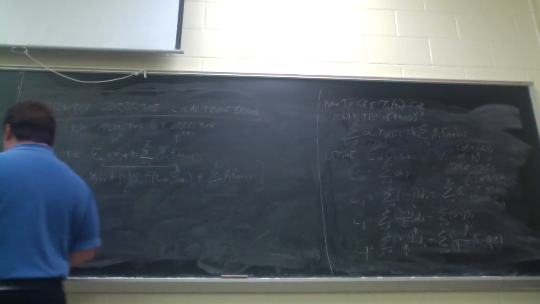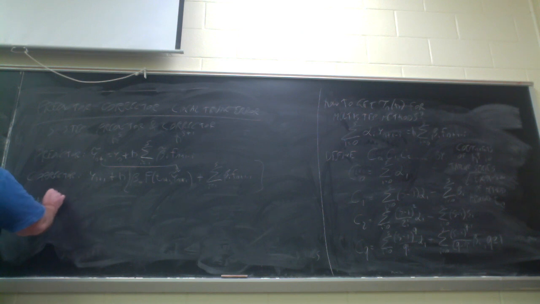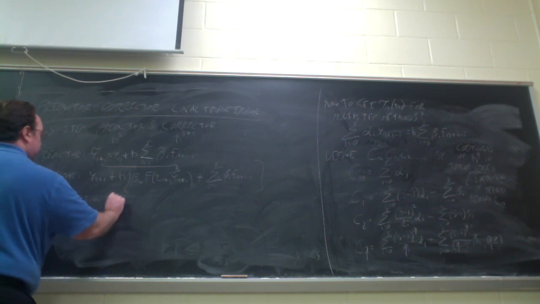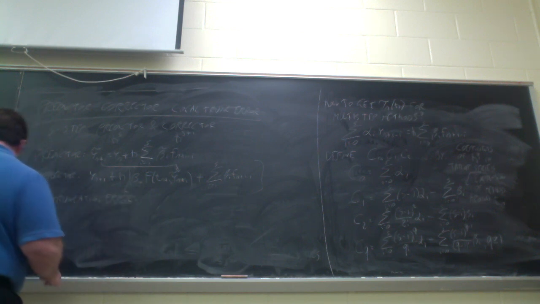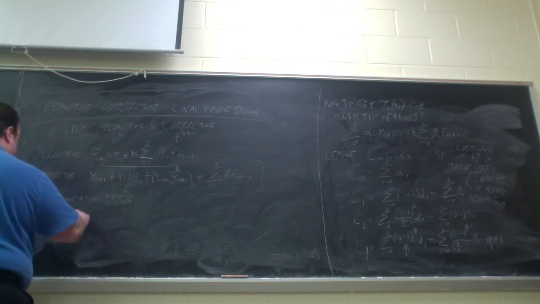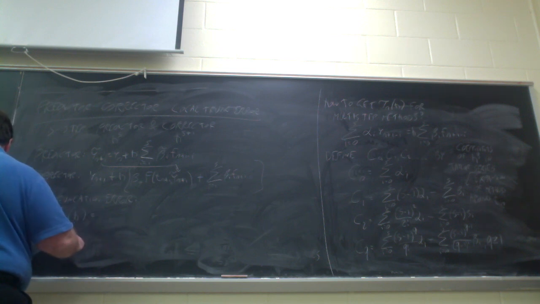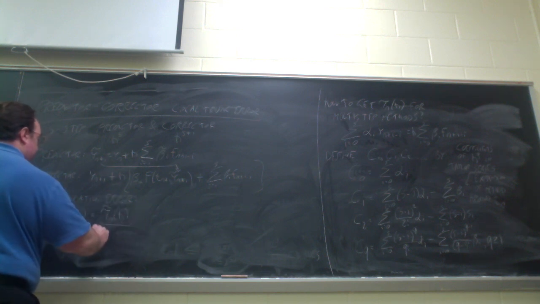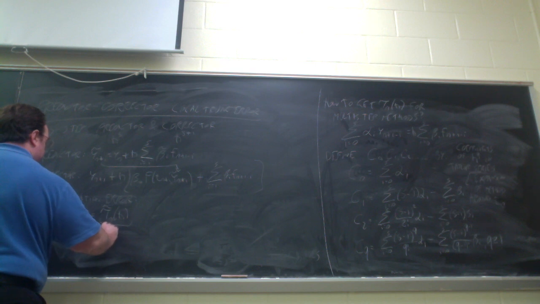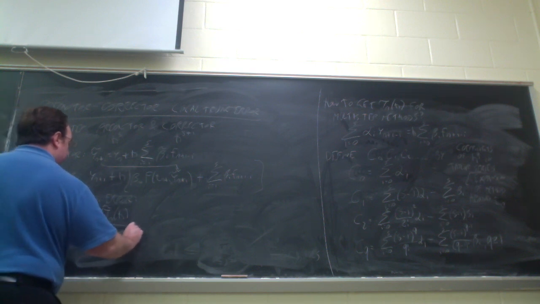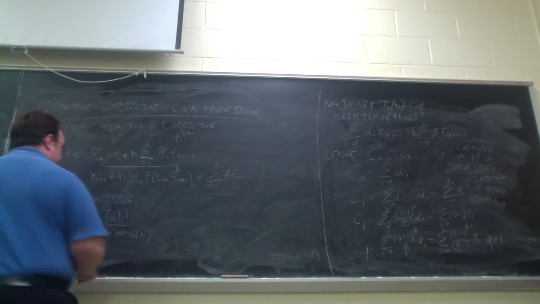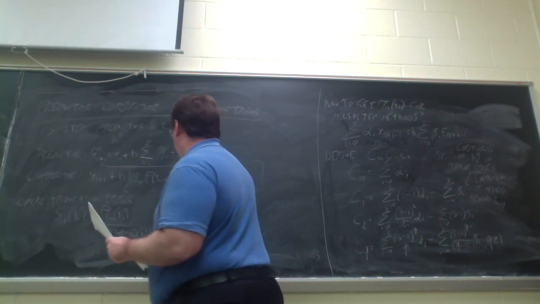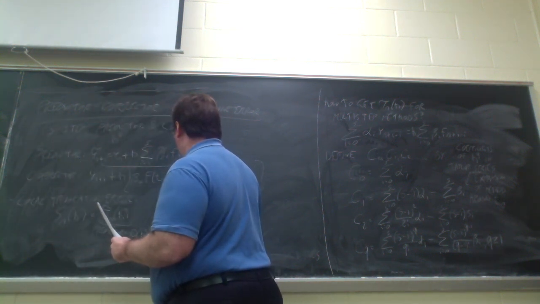What happens is the local truncation error of the overall method, I'll call it S_n of h, is equal to tau tilde of h, which is the local truncation error of the predictor, and this is order h to the s, plus the local truncation error of the corrector.